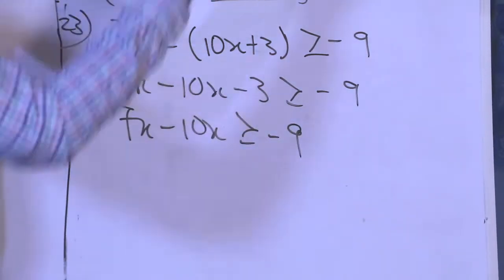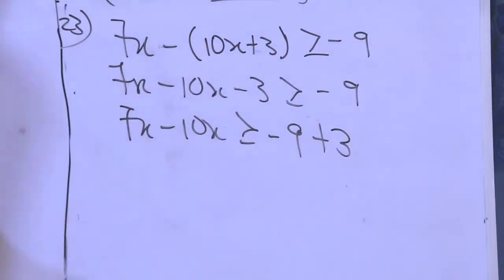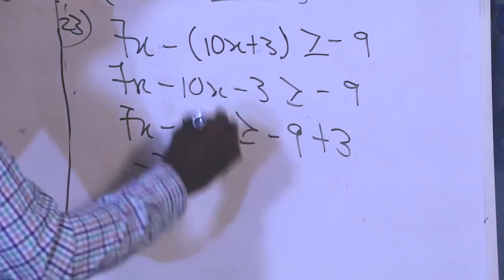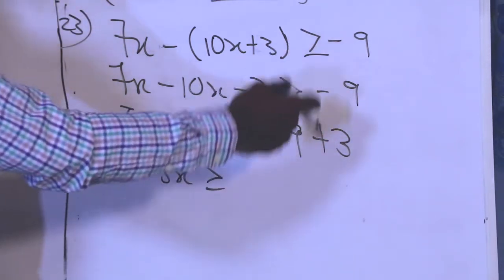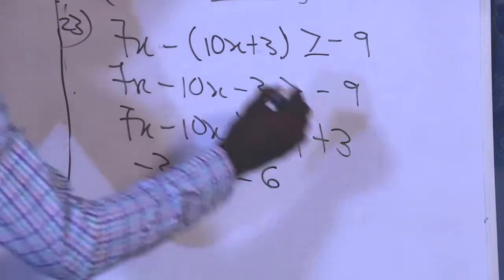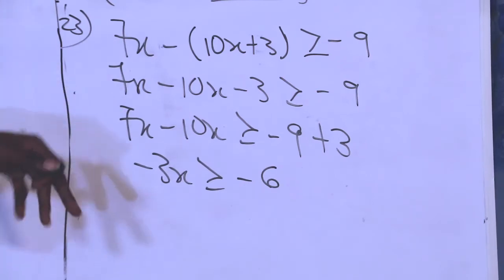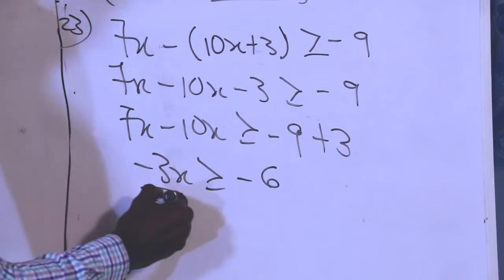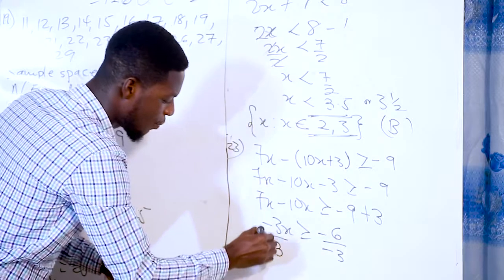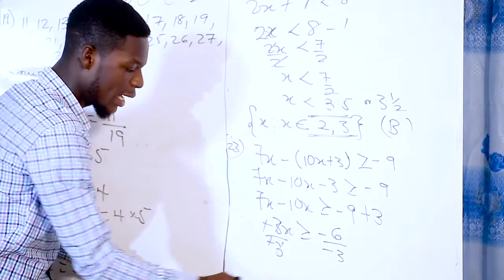3 will go to the other side and become positive 3. 7x minus 10x will give you negative 3x, greater than or equal to negative 9 plus 3, which will give you negative 6. We are looking for x, so we divide both sides by negative 3, which is the coefficient of x. So negative 3, negative 3. Negative will cancel, 3 will cancel.